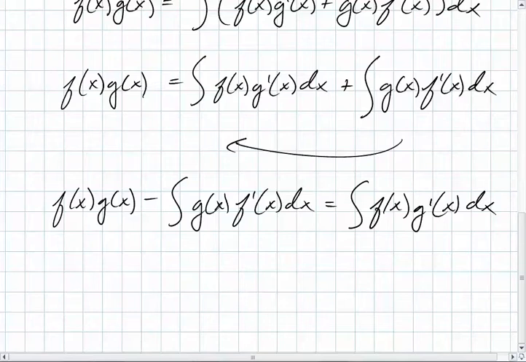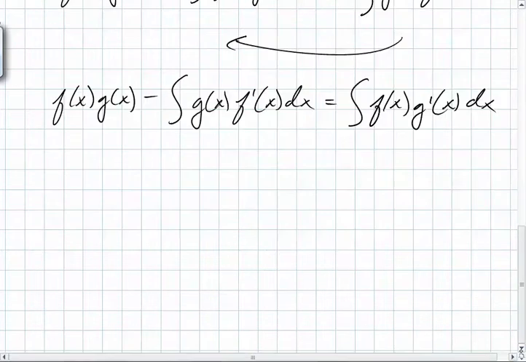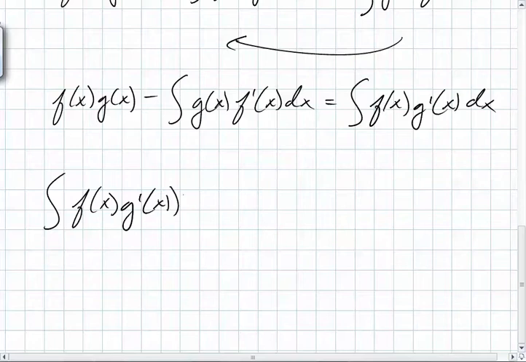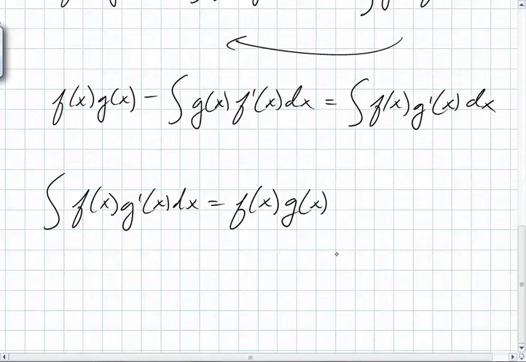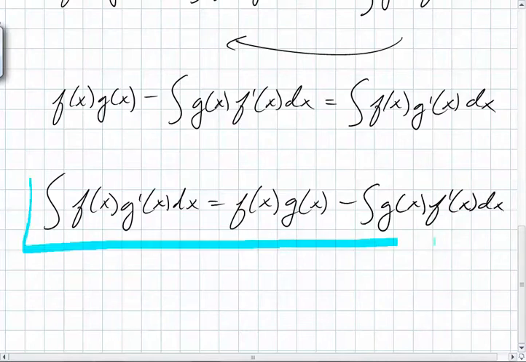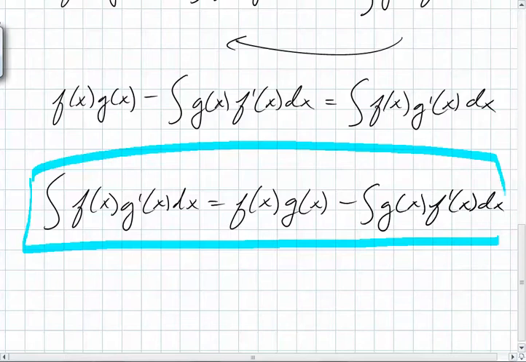And the way you traditionally see this written, I'm just going to switch the sides here. You usually see it as the integral of f of x, g prime of x, without the extra parenthesis, is equal to f of x, g of x, minus the integral of g of x, f prime of x, dx. So this is what you are going to work with, and I'm going to show you why it's useful so that you can actually believe me and see that it's useful.